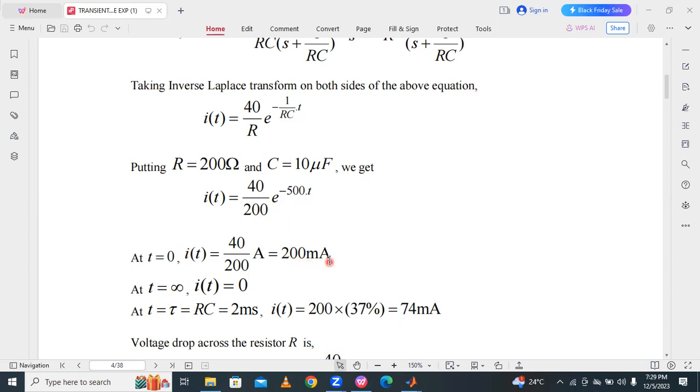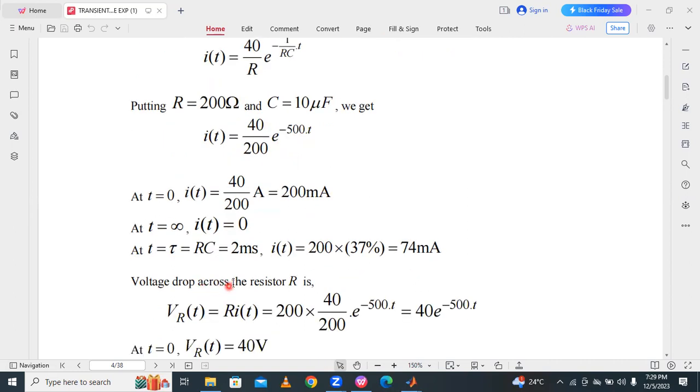By using MATLAB, we have to verify this current. I of t at t equal to 0 will start from 0.2 amps, 200 milliamps, onwards, and ends at t equal to infinity. Infinity is nothing but 5 time constants, the steady state final time. Under the infinity condition, the current I of t becomes 0. The exponential is decreasing, e power minus 500 into t. The time constant RC is 2 milliseconds.